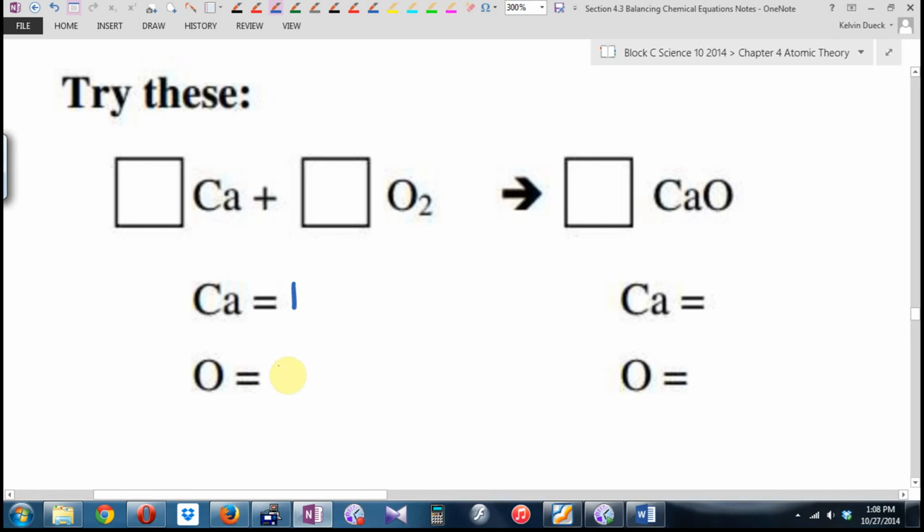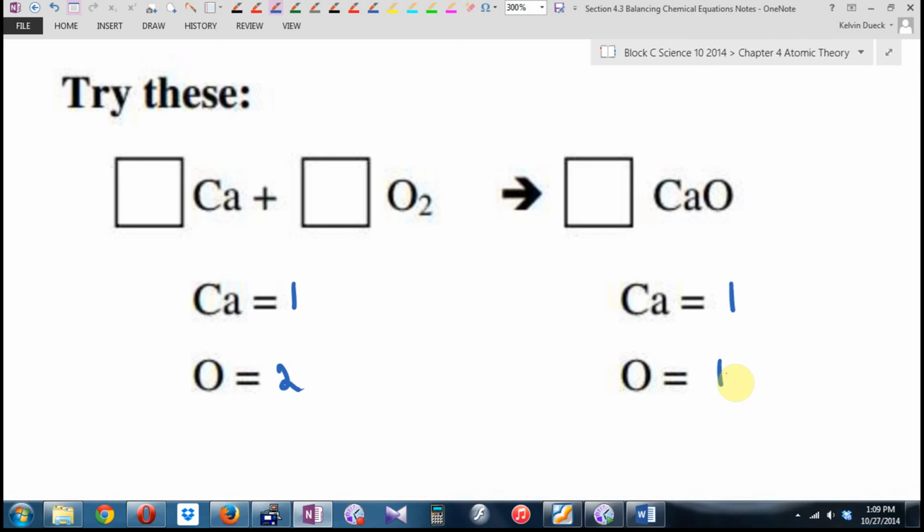2. How many calciums on the right-hand side? Is there a number right there? So how many calciums? What number is sitting right there? It's invisible. 1 calcium. How many oxygens on this side? 1. Is that balanced? Do those 2 numbers match those 2 numbers? Is that balanced? No. So we're going to have to do some adding in the coefficients.